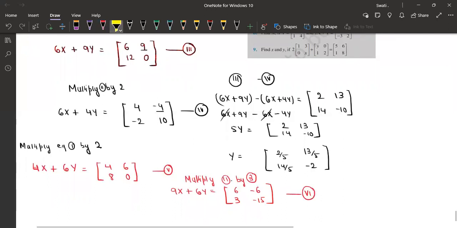See, we have got the value of y, right? We need to find out the value of x now, right? So what I'm going to do, I'm simply going to subtract 6 minus 5, okay? Why am I doing 6 minus 5?